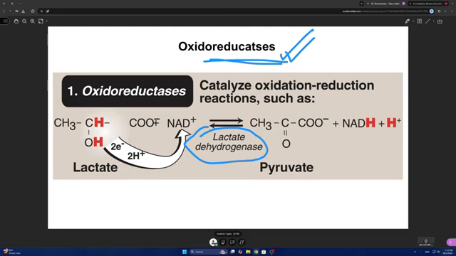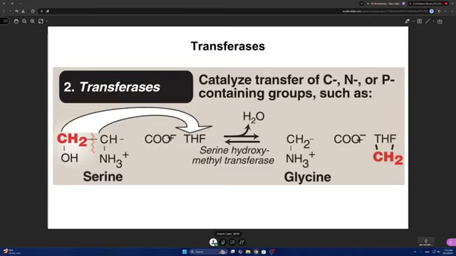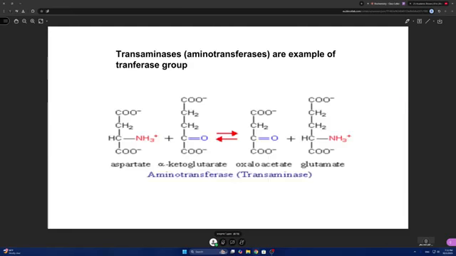That is, which of the following enzymes belongs to the group of oxidoreductases? Then if the option contains lactate dehydrogenase, you have to choose it. Or in other words, the question may be: lactate dehydrogenase belongs to which of the following groups of enzymes? If the option contains oxidoreductases, you have to choose it. The same thing with the transferases: serine hydroxymethyl transferase or the amino transferases.